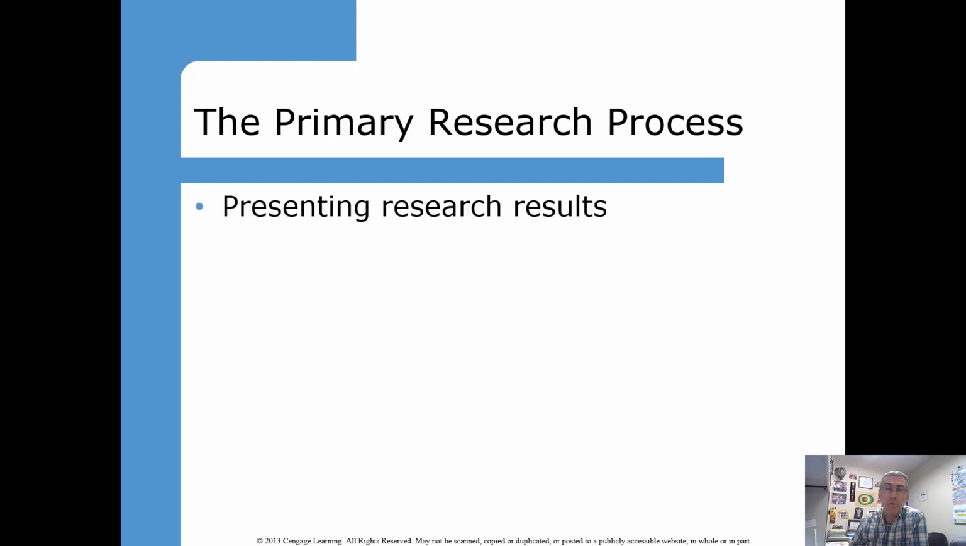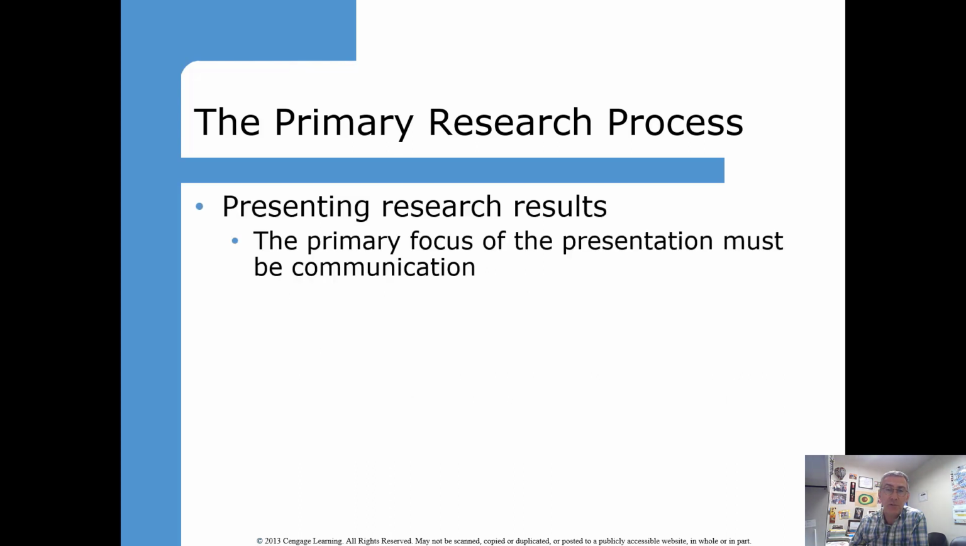Let's see. So, presenting the research results. Now that you have those results, the primary focus must be on communicating. It's the notion of the difference between data and information, right? Your boss is only interested in information. Your boss wants a limited amount of data.